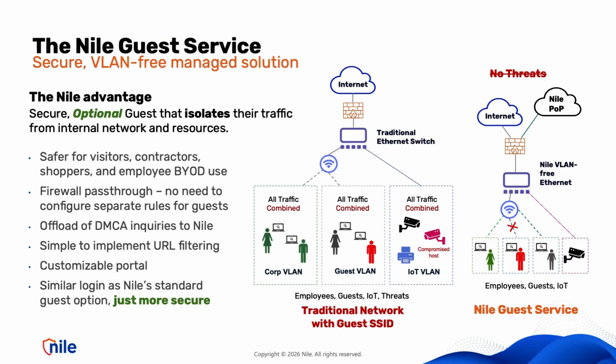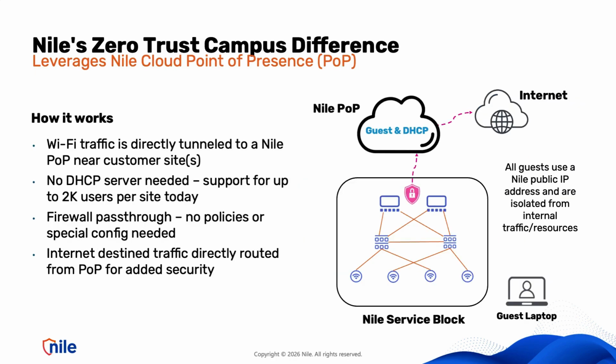This creates operational complexity because organizations must maintain guest VLANs, DHCP scopes, firewall rules, and internet access policies. It also introduces risk and operational overhead since unmanaged guest devices still traverse the corporate network. And since guest traffic appears to originate from the enterprise network, organizations must manage DMCA complaints, internet abuse monitoring, and content filtering. Nile takes a different approach by delivering guest connectivity as a cloud based network service.